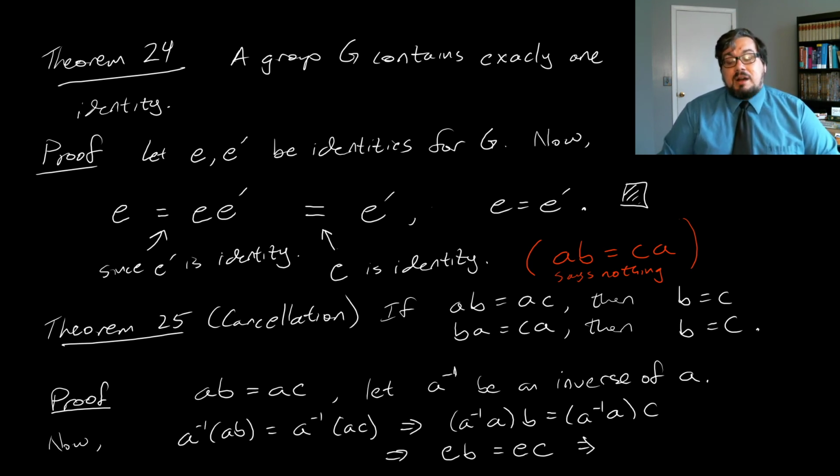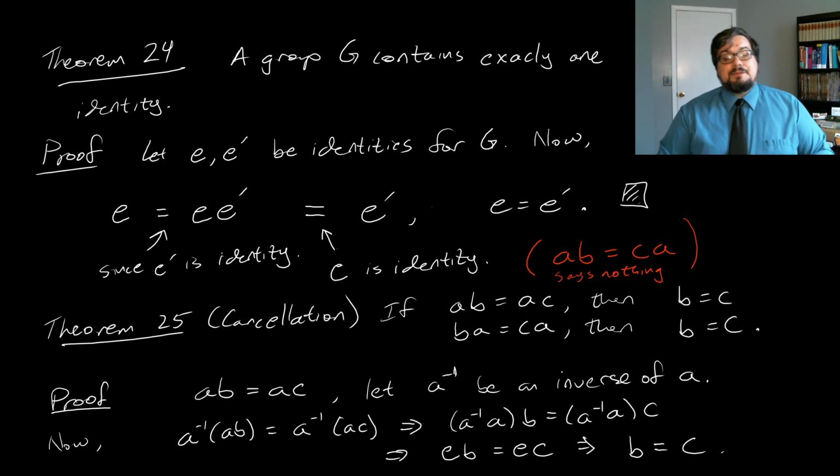But the identity has the property that E times B is equal to B, and E times C is equal to C. So, basically what we did here is we multiplied by an inverse of A on the left of both sides of our equation, and we could do the same thing on the right. Though again, because the multiplication might not be commutative, we have to be very careful. We can multiply the same thing on the left of both sides of an equation, or multiply the same thing on the right of both sides of an equation, but we can't multiply one thing on the right and one thing on the left of an equation.